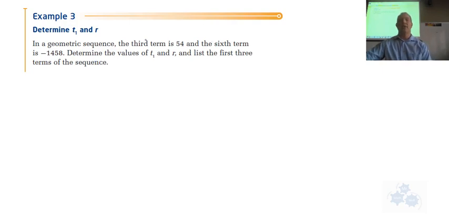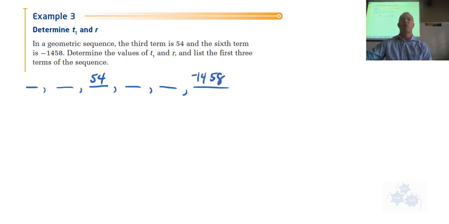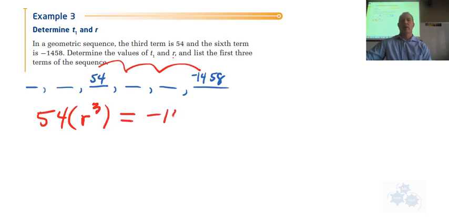54 is the 3rd term. So I'm just going to draw this out. I like doing this. Okay. 54 is the 3rd term. And then the 6th term, so 4, 5, the 6th term is negative 1458. Okay, so we have to figure out what R is. Right? 1, 2, 3. So what's going to happen here is 54 is going to be multiplied by r 3 times. So r to the power of 3. And that has to equal negative 1458.